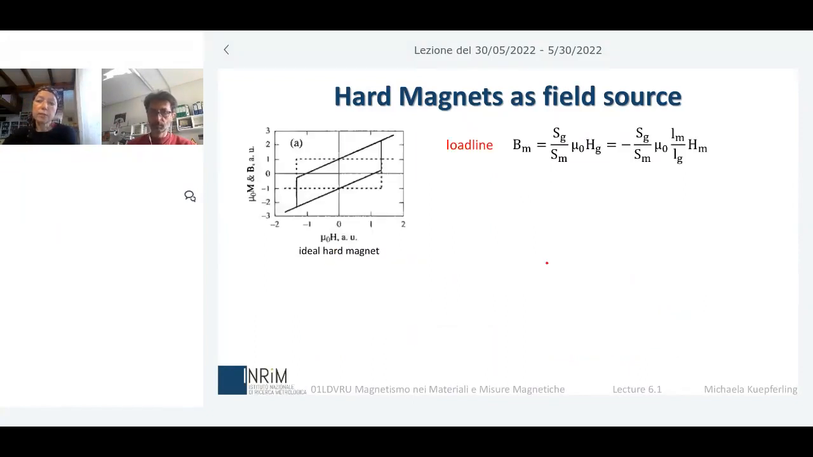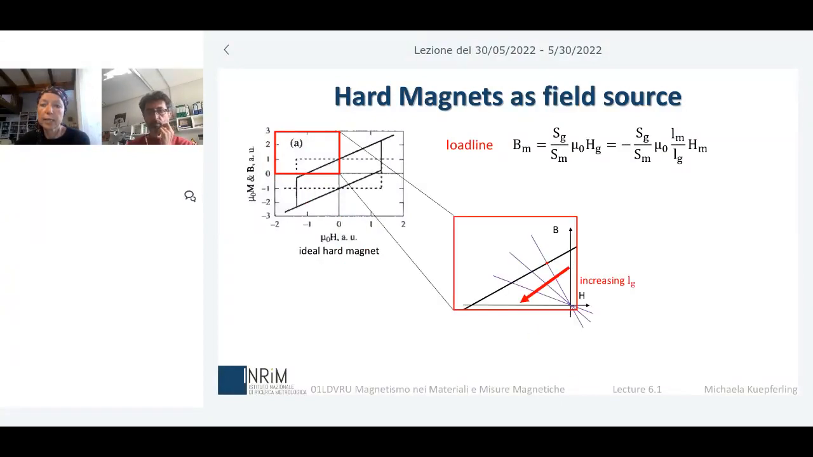So let's give a closer look to this load line. Why are we interested in the load line? And we go back to this plot, the hysteresis curve of an ideal hard magnetic material, and look at the fourth quadrant. So let's plot this fourth quadrant a little bit better. We plot also this line.